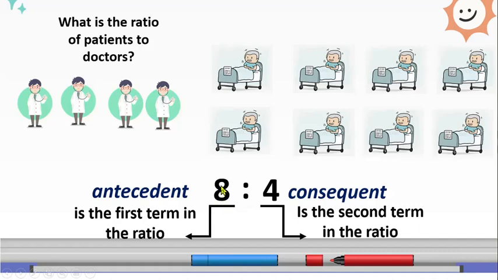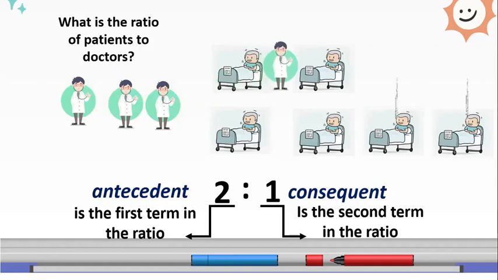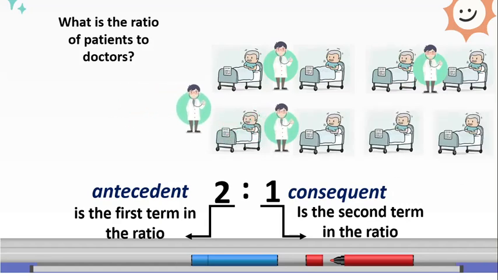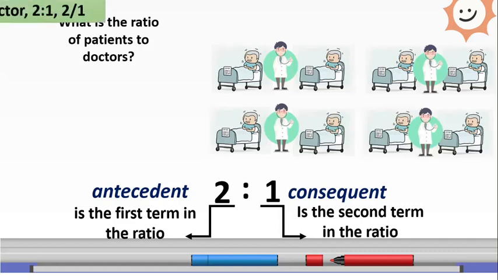So divide 8 by 4, we will be having 2 as the quotient. And 4 divided by 4 is equal to 1. So therefore, the final answer on what is the ratio of patients to doctors is 2 to 1. So we have here 2 patients in every 1 doctor. Okay, yan sa illustration natin. So sa bawat dalawang pasyente, merong isang doktor. So, if we're going to answer the given question, this will be our answer.